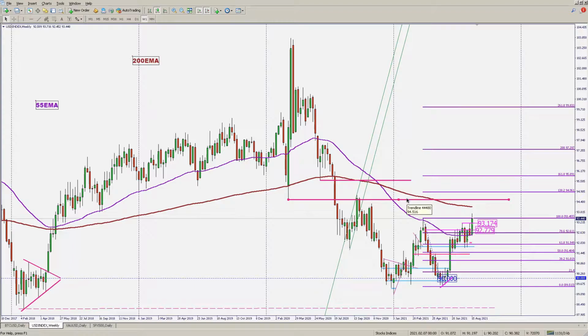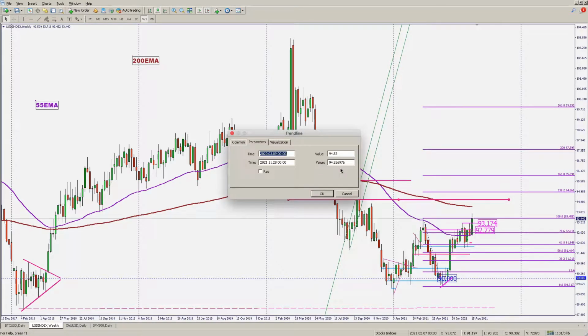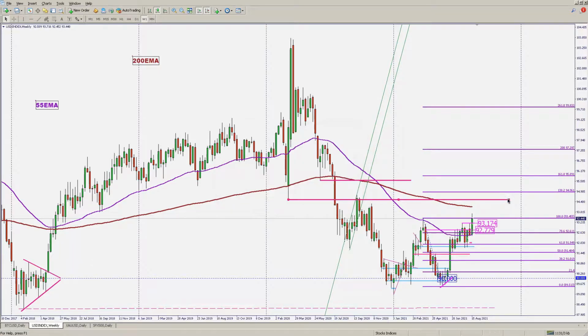Check this level here. That's at the 94.53 to 94.96. So this zone will be a major resistance zone here. But the first resistance will come at this weekly 200 EMA at 94.10.